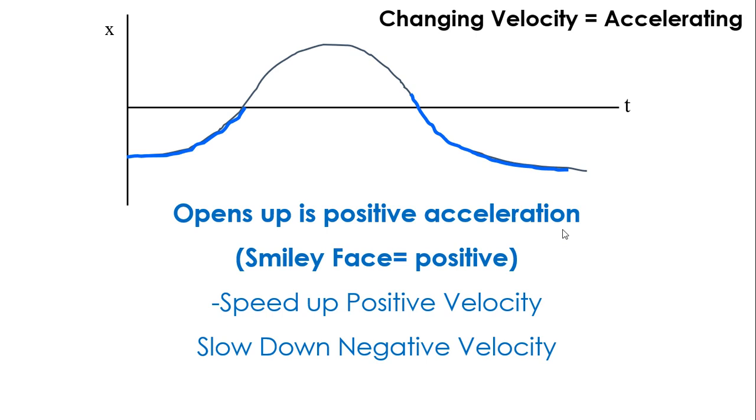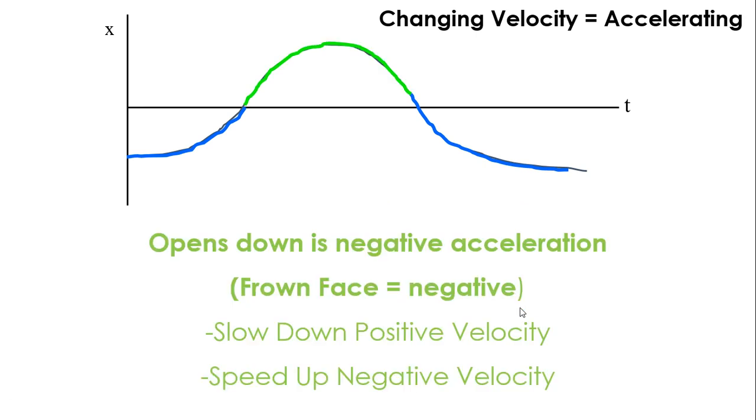Reminder though that positive acceleration does not always mean speeding up. Here are the two different things that your acceleration being positive could mean for your motion. On the other hand, if your graph concaves down or opens downward, it's frowning, then you will have a negative acceleration. Again, that doesn't mean that I'm slowing down necessarily, but I will have an acceleration that has a negative sign.